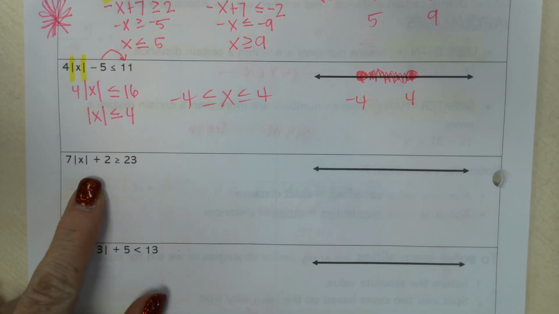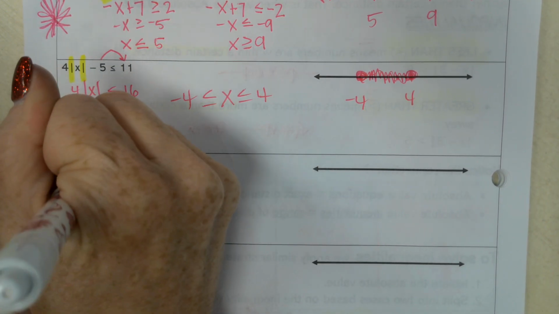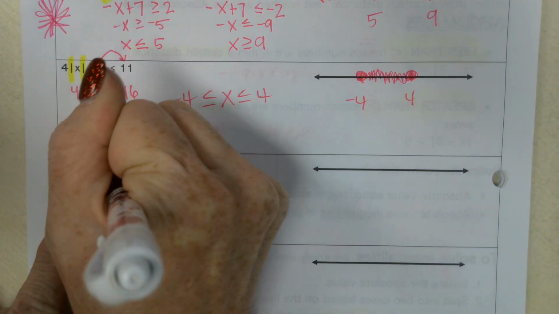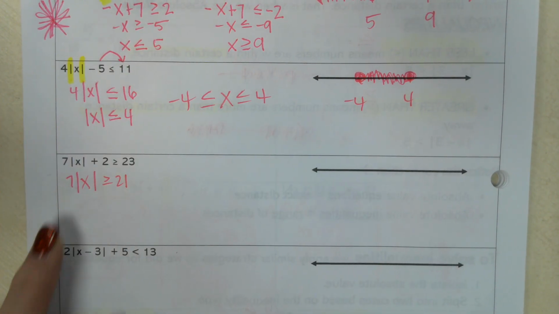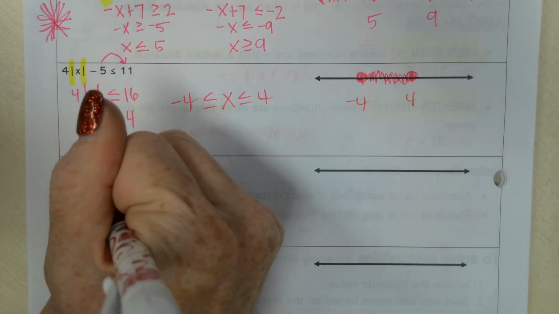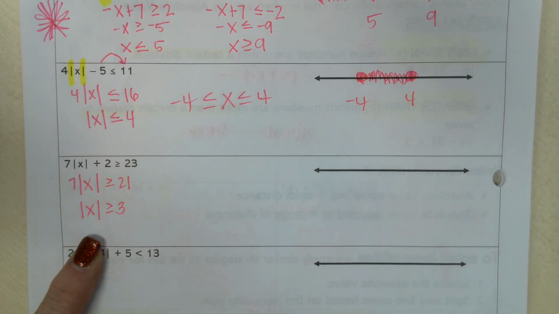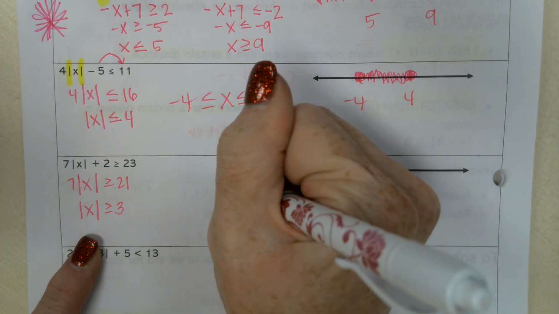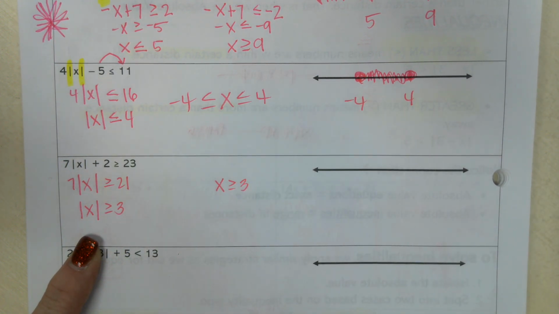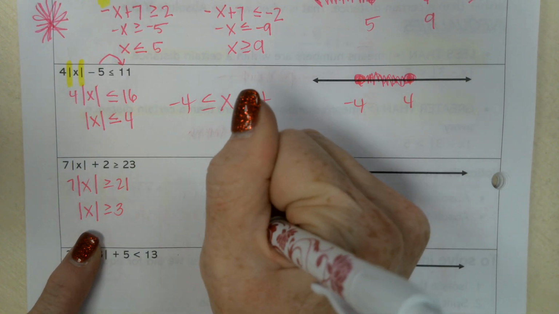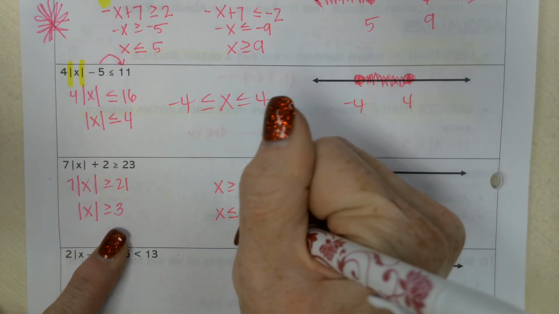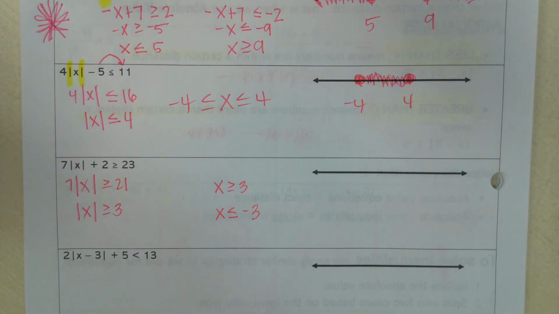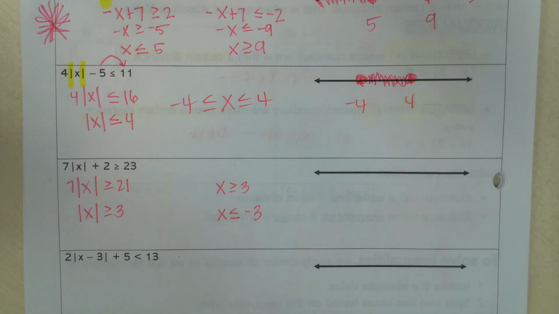All right, I'm going to start by isolating right here. I'm going to subtract the 2. That gives me 21. And then the absolute value is going to be greater than or equal to 3. All right, so I'm going to write it like I see it. And then I'm going to write it flipping my sign and changing that to the opposite. That's almost like keep, change, flip, isn't it?